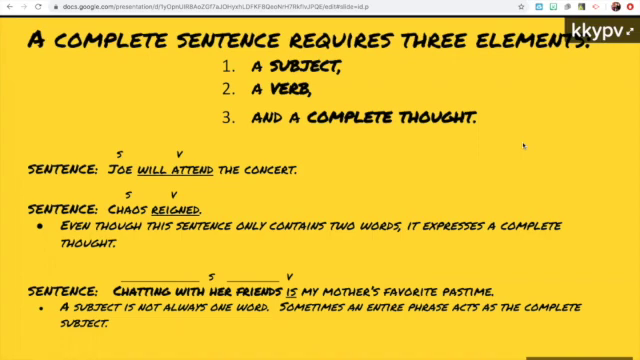Another example, sorry, a subject is not always one word. Sometimes an entire phrase acts as the complete subject. So here, chatting with her friends is my mother's favorite pastime. Chatting with her friends is the subject because that's what is. So make sure that you understand that the subject is what the sentence is talking about and the verb is what that thing is doing or being, okay?